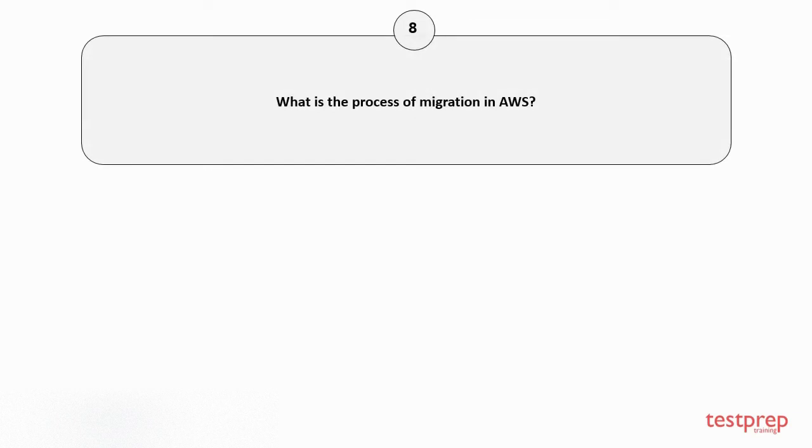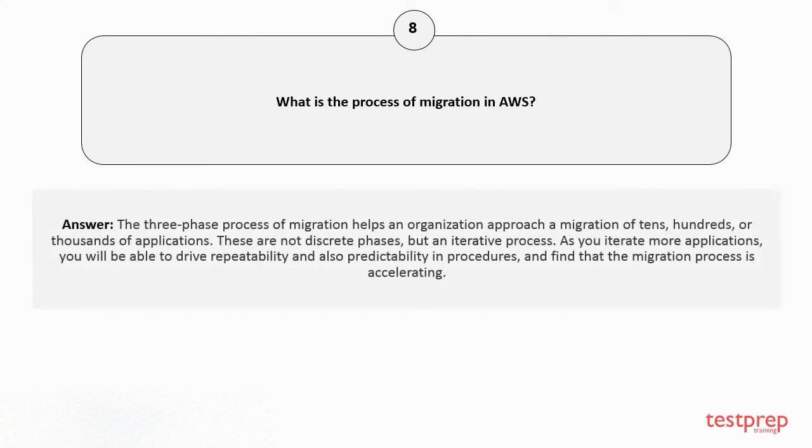Question number 8, what is the process of migration in AWS? Your answer is the 3-phase process of migration helps an organization approach a migration of tens, hundreds, or thousands of applications. These are not discrete phases, but an iterative process. As you iterate more applications, you will be able to drive repeatability and also predictability in procedures, and find that the migration process is accelerating.